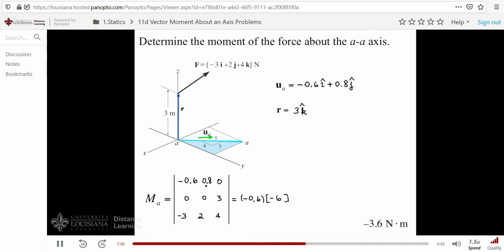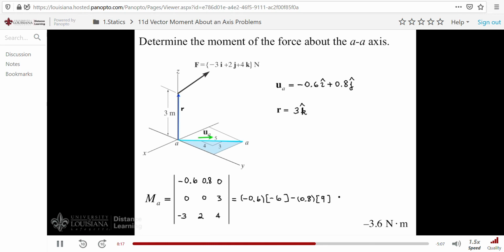Now we'll do the next one. We have minus, don't forget it. And now we write 0.8, and now the expansion of its minor. Across this column and this row, we have 0 times 4 minus 3 times minus 3. And that gives us 9.